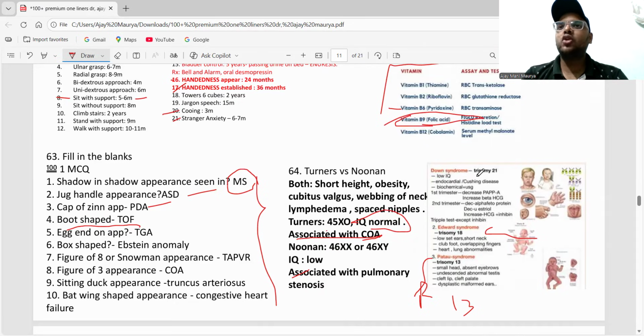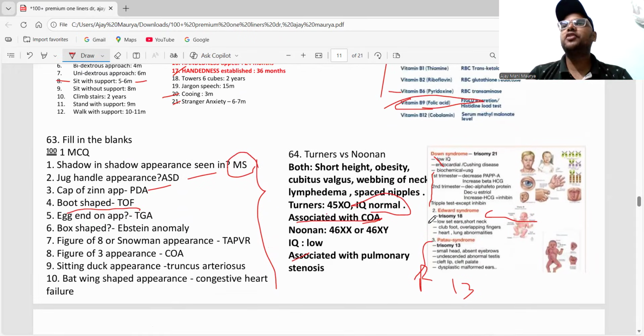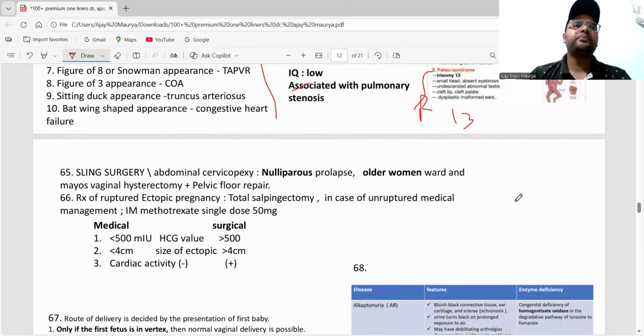Next, Down syndrome has low IQ. D for Down, and it is also associated with endocardial cushion disease. This one we already studied in OBG. They are going to give the images, or else they are going to ask particular findings. Okay, that's it.